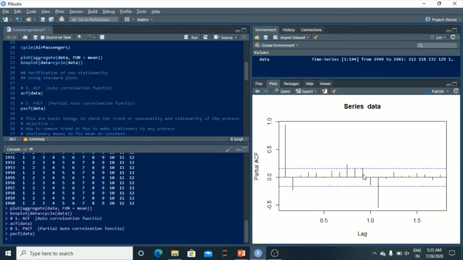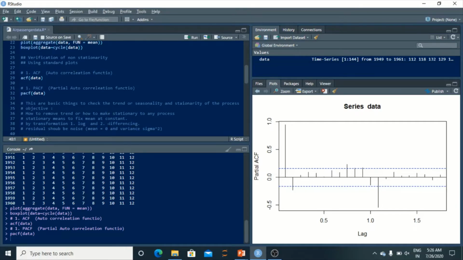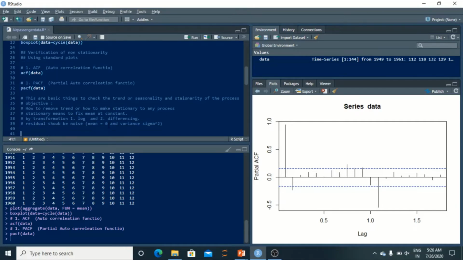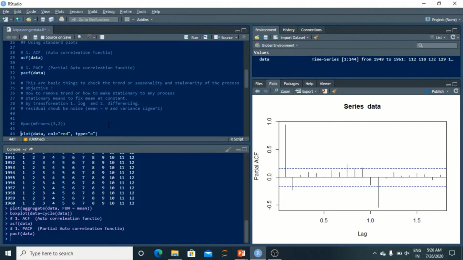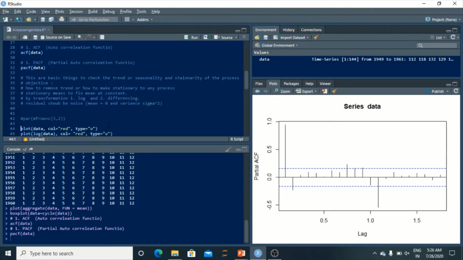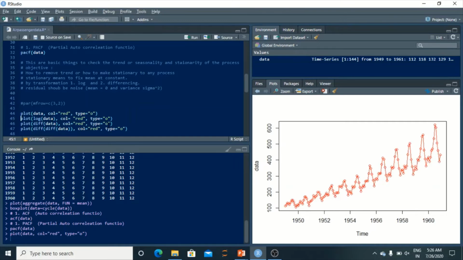These blue lines are the confidence band that we have discussed earlier. We already saw that our process is non-stationary. Now our objective is how to transform a non-stationary process into a stationary one. Basically we can normally use two types of transformations: the first one is log transformation, and the second one is differencing. So let's begin with our initial plot.